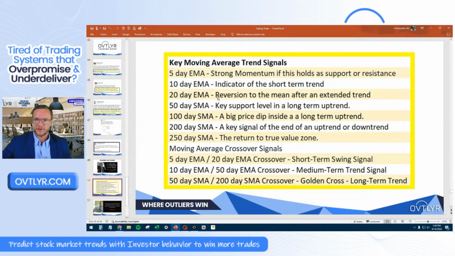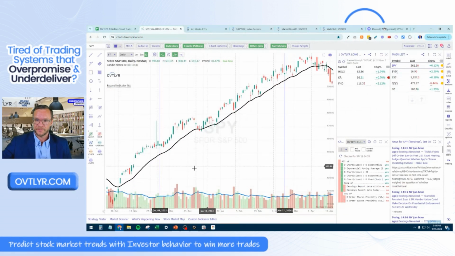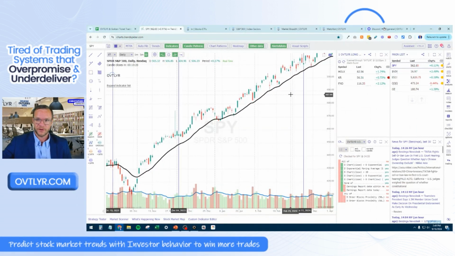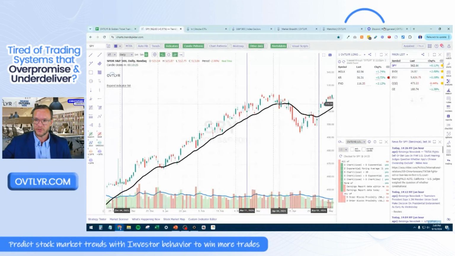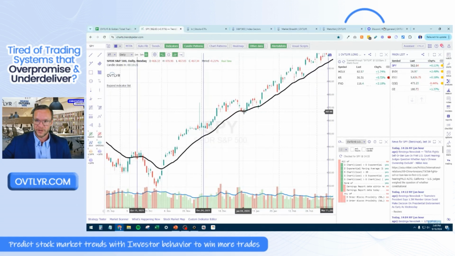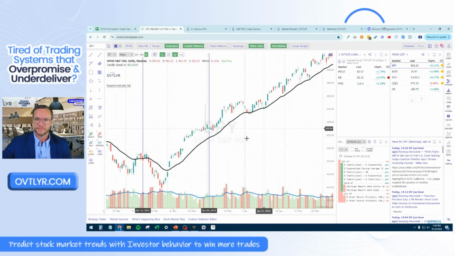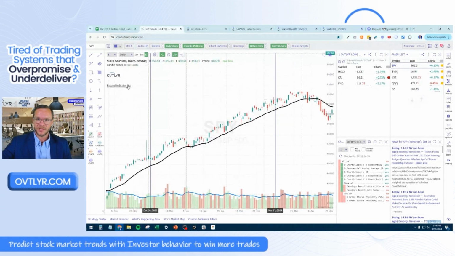And then the 20 period here, according to Steve, says a reversion to the mean after an extended trend. So for example, we find an extended trend right here, right? From November 2023 up till April 2024. How many times did it cross the 20? One. In that entire movement, one time did it cross under the 20, or the reversion to the mean, as Steve described it, and then it continued on. So, like I say, that I use as my intermediate term.